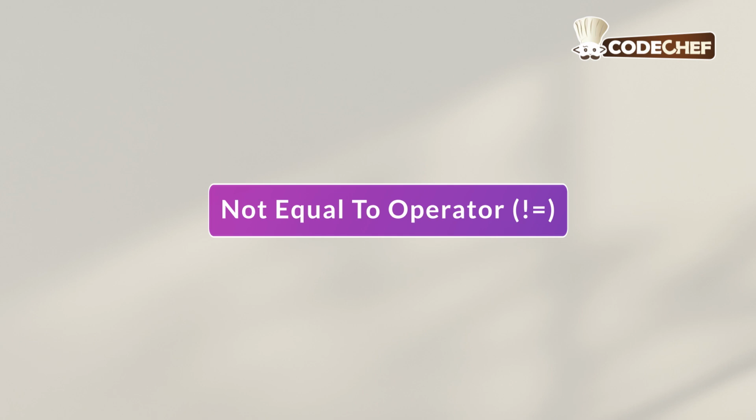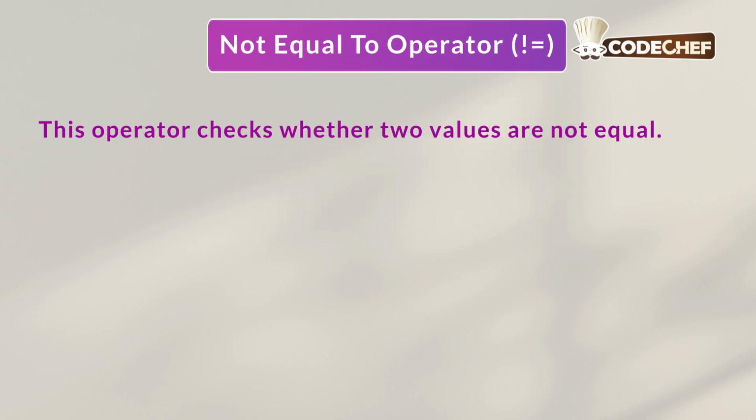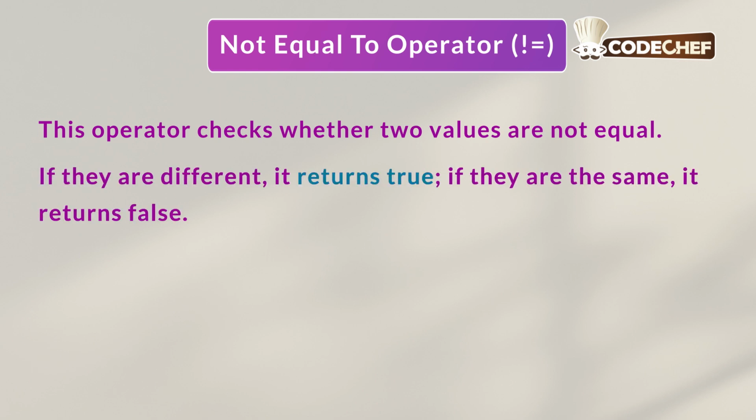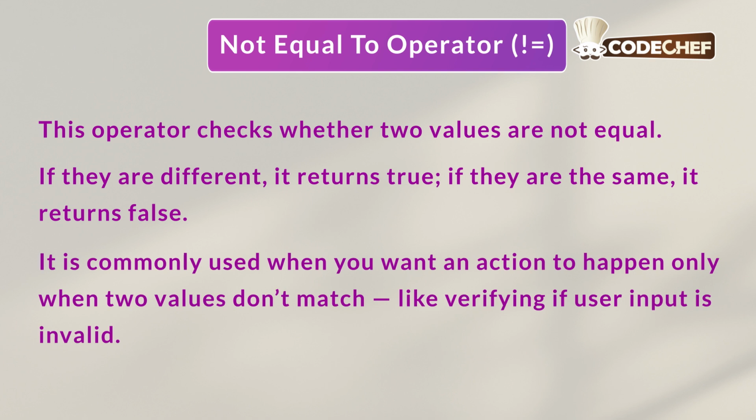Next is the not equal to operator, which is denoted by an exclamation mark and an equal to sign. This operator checks whether two values are not equal. So this means the value of this operator will be true if the values are not equal. If they are different, it returns true. If they are the same, it returns false. It is commonly used when you want an action to happen only when two values do not match. For example, verifying if user input is invalid.